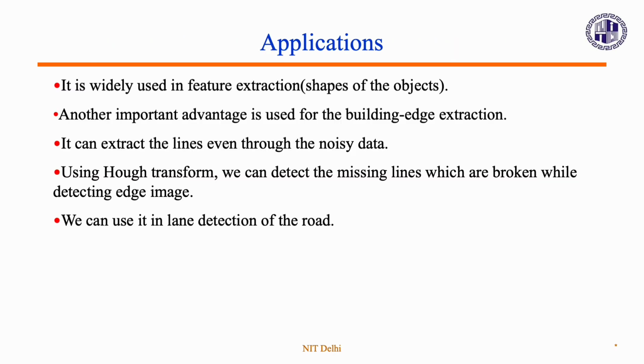Now coming to the applications, it is widely used in feature extraction of shapes of objects, like lines, circles, etc. Another important advantage is that it is used for building edge extraction. It also extracts the lines even through noisy data. Using Hough transform, we can detect the missing lines which are broken while detecting the edge image. We can use it in lane detection of the road also.